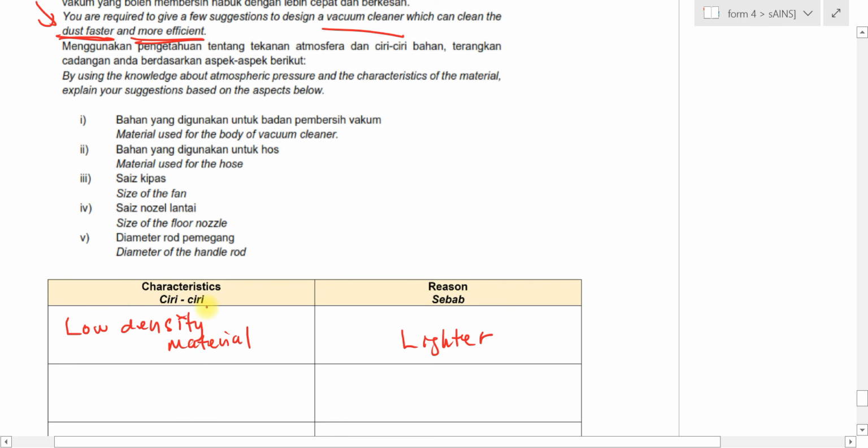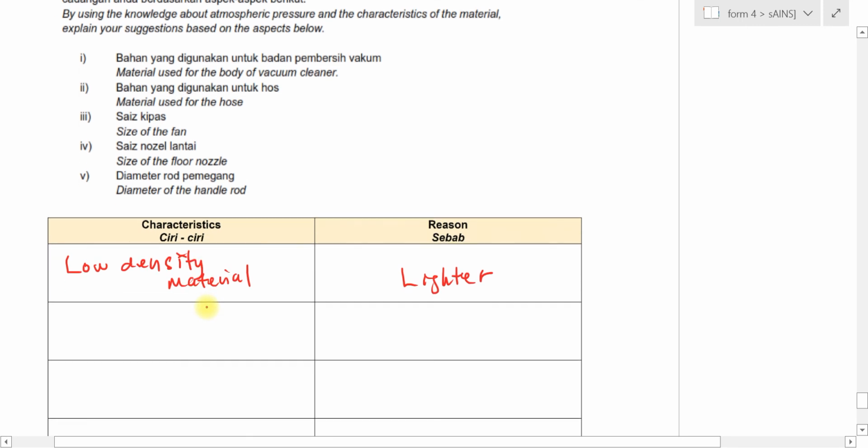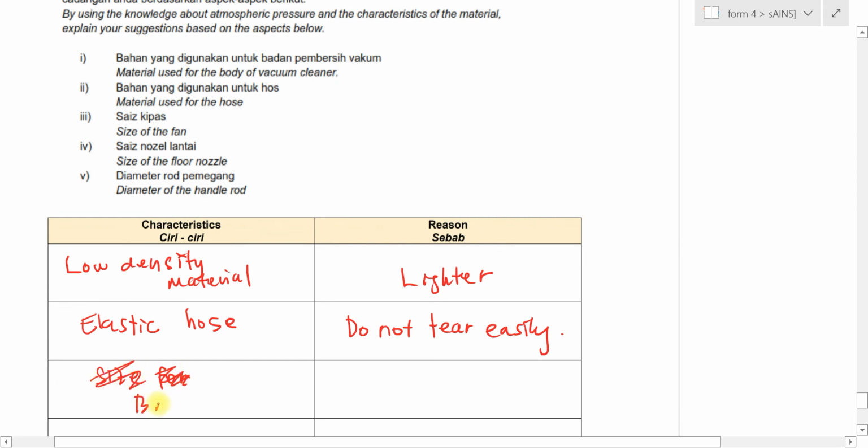Simple. And then the material used for the hose: elastic hose. Just now in the sphygmomanometer we already learned this, so we need something elastic. Why does it need to be elastic? So that it does not easily break or tear. Simple as that. And then the size of the fan. The size of the fan should be larger, a bigger fan.